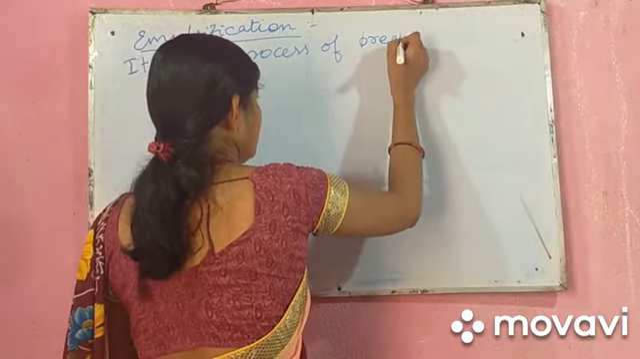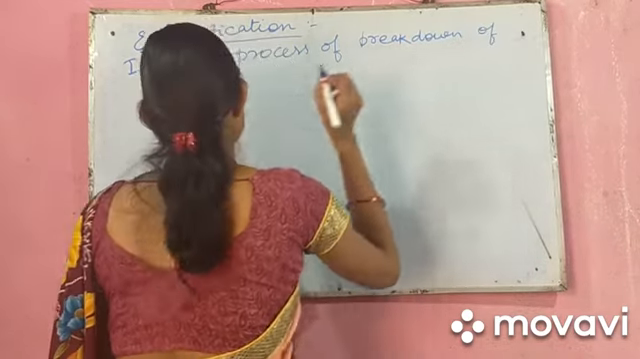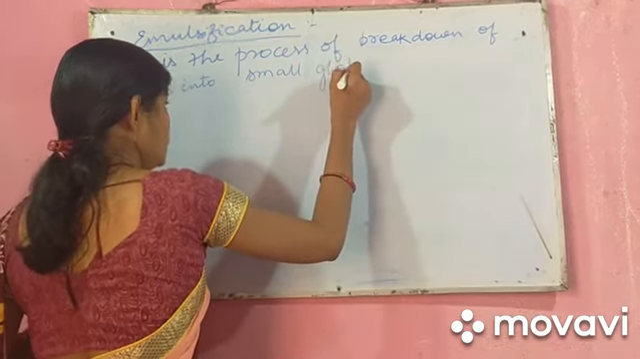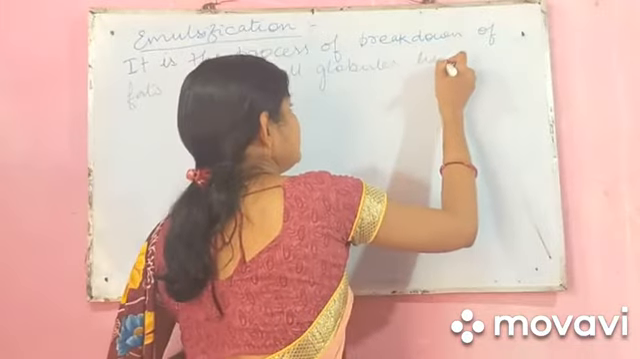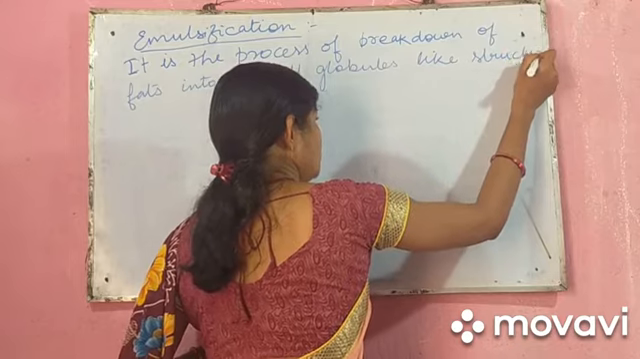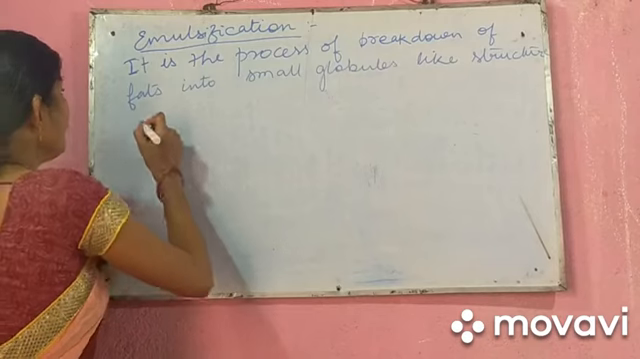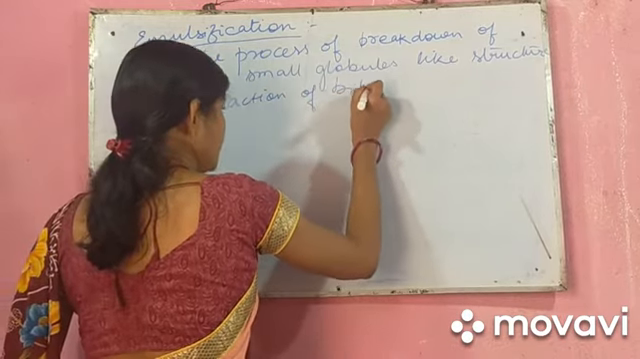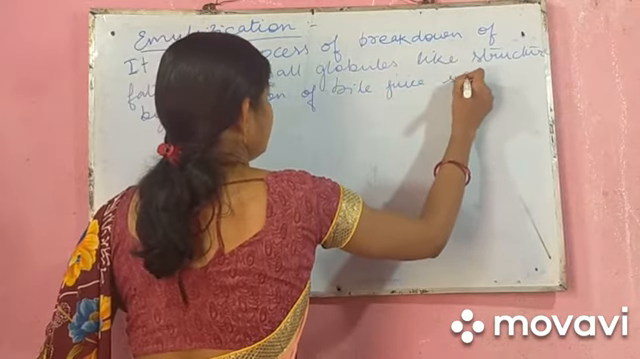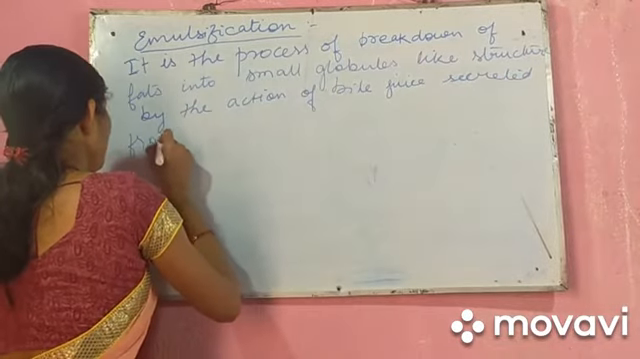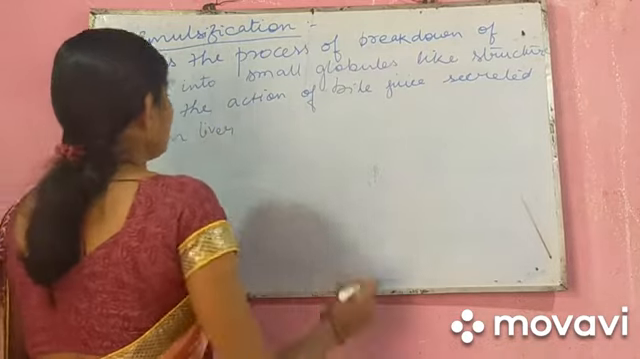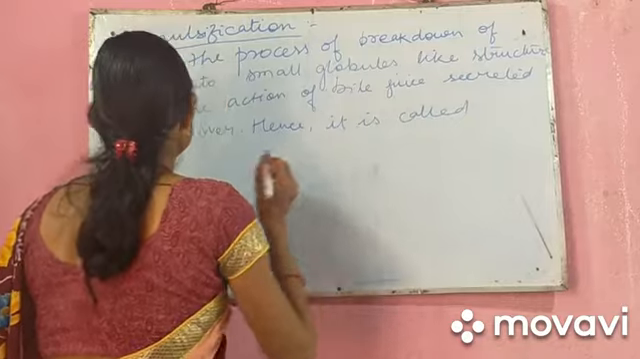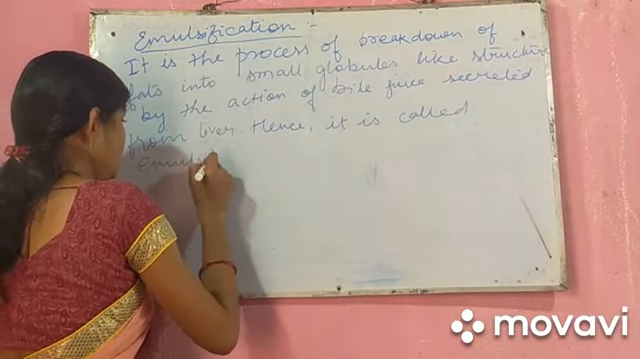So emulsification is the process of breakdown of fats into small globule-like structures by the action of bile juice secreted from the liver, hence known as emulsification.